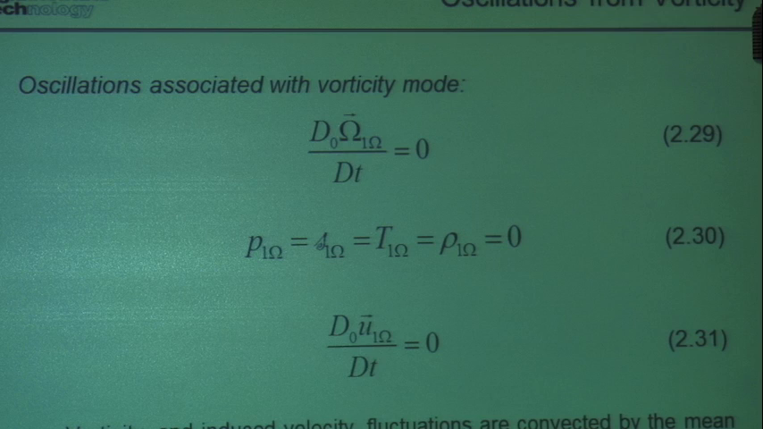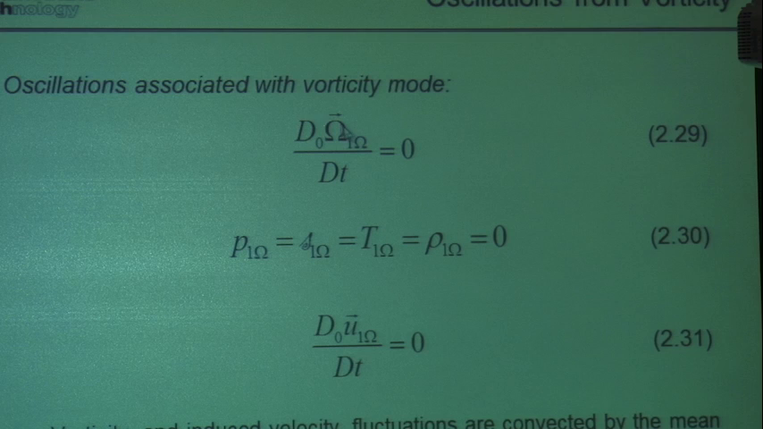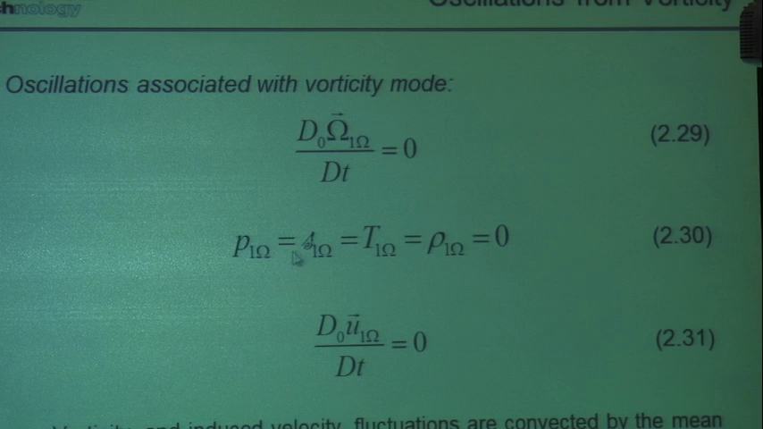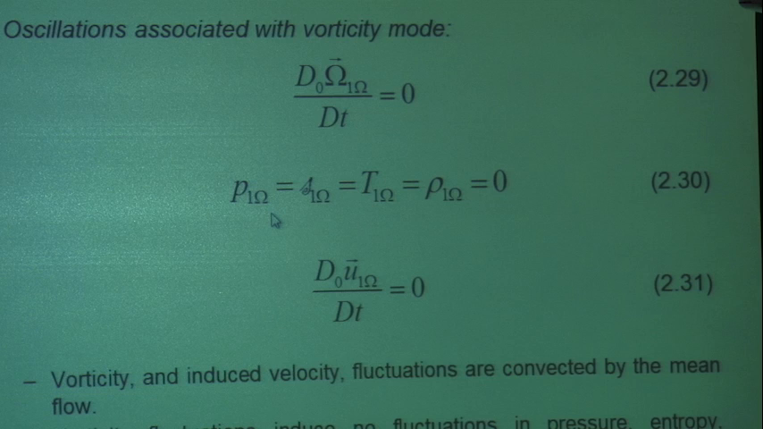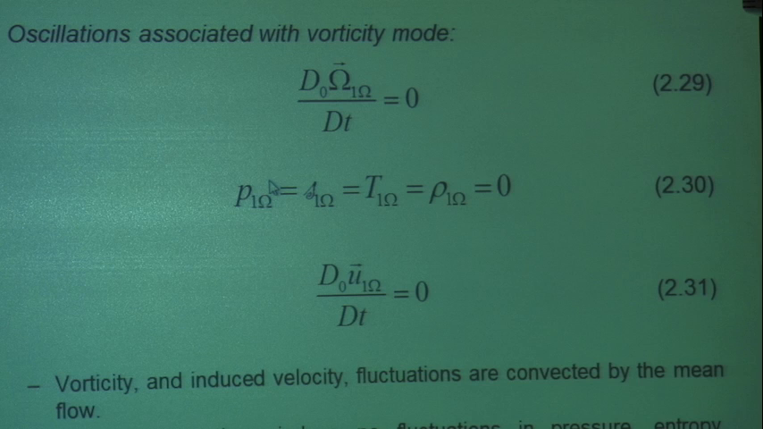So first of all, it tells you vortical disturbances associated with the vorticity mode satisfy a convection equation, which kind of makes sense. But it's a little bit more interesting to look at this. So p1 omega is equal to 0. What does that mean? Well, let's just make sure you're all calibrated.